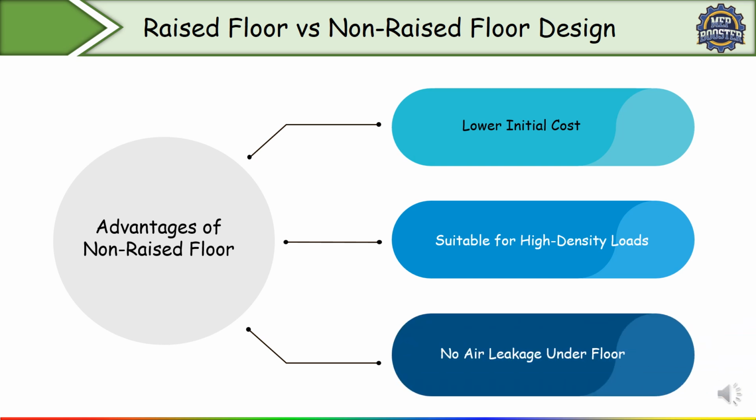The next is no air leakage under the floor. Yes, since there is no underfloor plenum, the leakage problem is eliminated here. Got it? So in a raised floor, normally what happens? Air leaks from gaps and cable openings. But in a non-raised floor, air flows through ducts or direct units, so the leakage problem is eliminated here. Okay, so these are some benefits of non-raised floor.